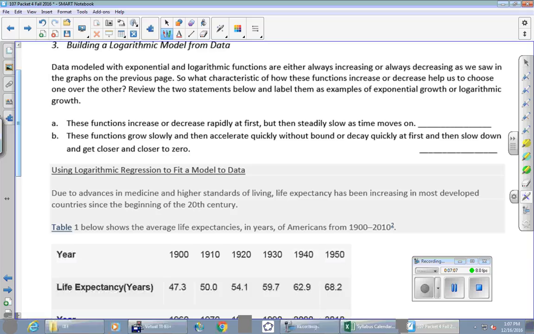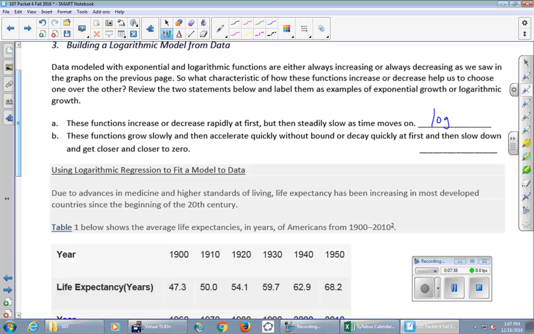Part A, these functions increase or decrease rapidly at first, and then there's kind of a typo in there. They just increase or decrease slowly as time moves on. So which one does that describe? Is that an exponential thing or is that a log thing? It's a log thing. The log was really steep in the beginning and then grows slowly, slowly, slowly, or maybe really steep downhill in the beginning and then shrinks, but slowly, slowly, slowly. So this is what we're looking for: log functions.